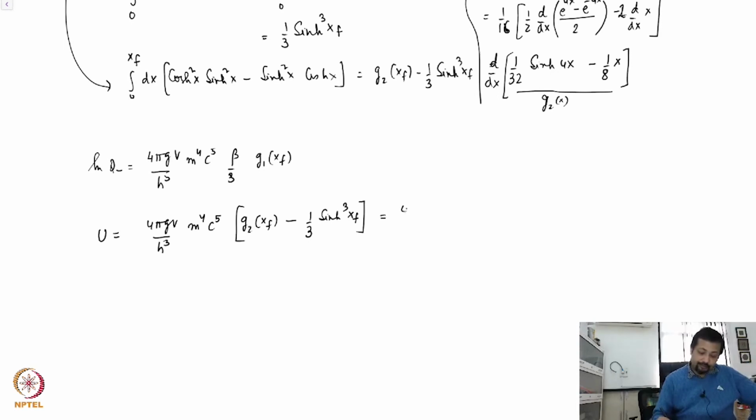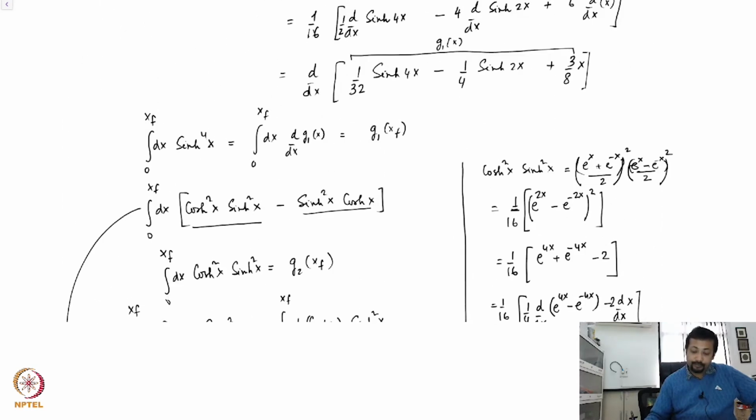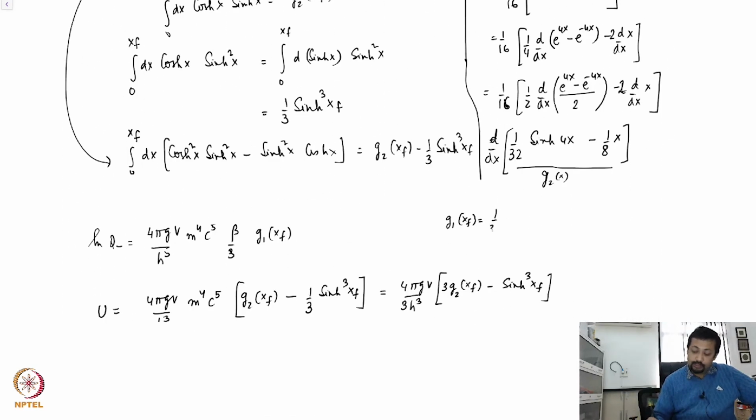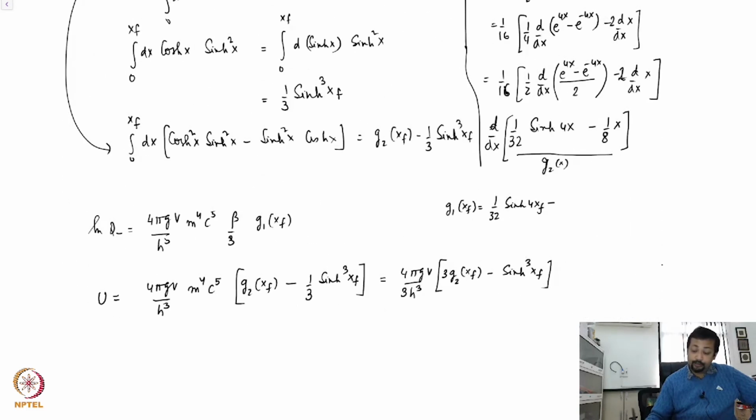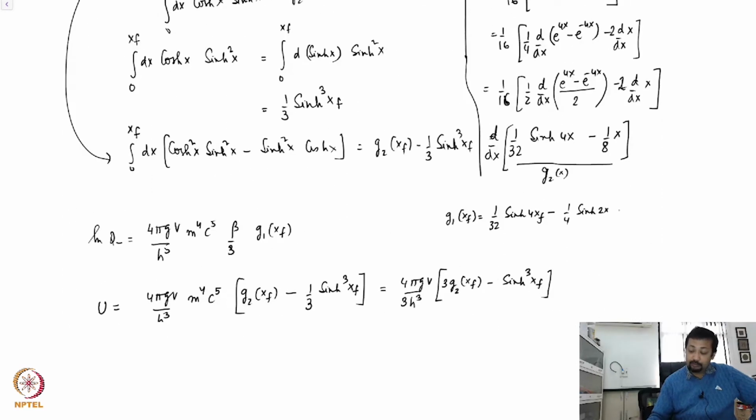Well, I can write this as 4 pi G V over h cube times 3h cube, since this also has a factor of 3, and then I'm going to write this as 3 times G2 of XF minus G1 of XF, where G1 of XF is going to be 1 by 32 sinh 4XF, and then minus 1 by 4 sinh of 2x, plus 3 by 8 of XF.